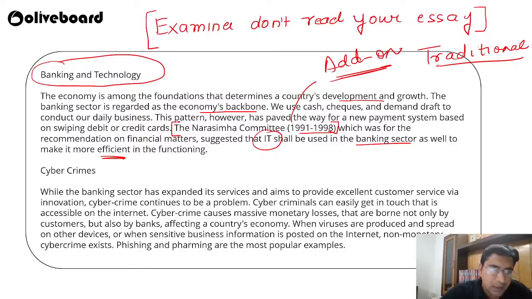Okay. Right. So then what are these cyber crimes? While the banking sector has expanded its services and aims to provide excellent customer service via innovation, cybercrime continues to be a problem. Okay, so there is a huge increase in information technology innovations, and in the same way, cyber crimes have also extended. Cyber criminals can easily get in touch with anyone accessible to the internet. So if you are connected to the internet, that means you are a potential customer for your hacker. Anytime they can hack your computer, they can do anything with your computer.